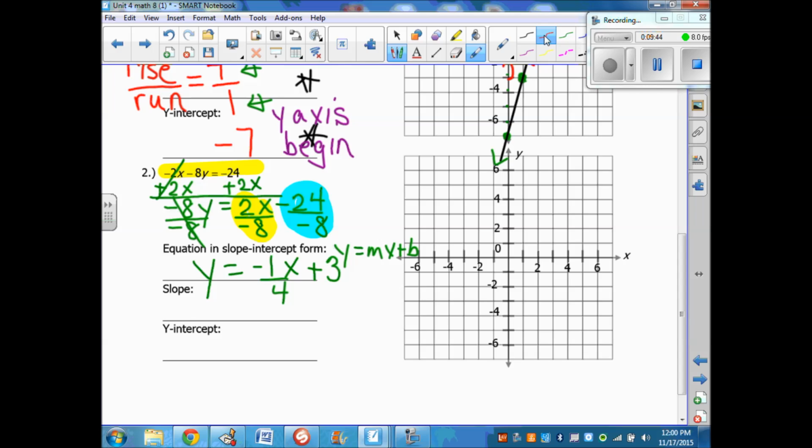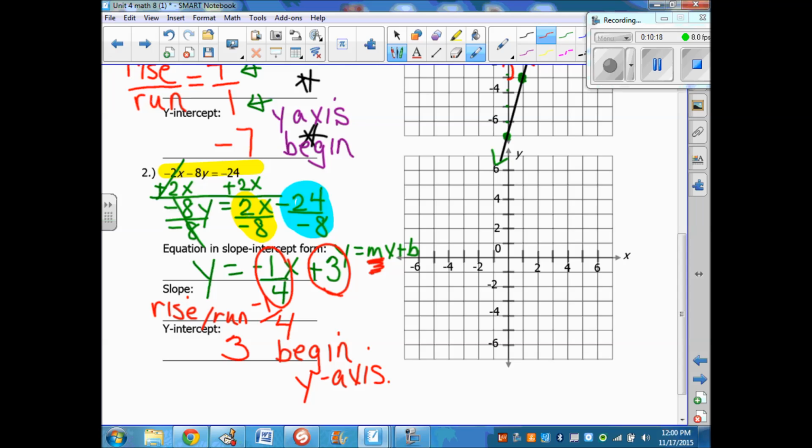So now let's figure out, what is our slope? Remember, the slope is that number that's in front of the x. It's that coefficient, the m. So the slope is already in fraction form for us. So our rise over run is already set up for us, which is -1/4. And then our y-intercept, our b, where we begin, is 3. So this is where we begin on the y-axis.